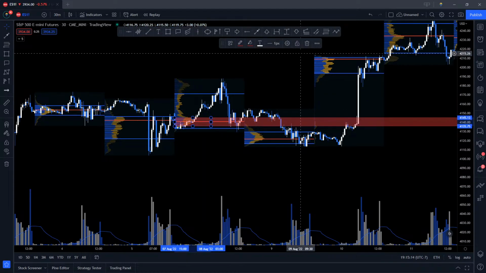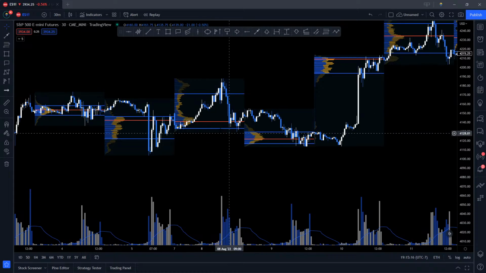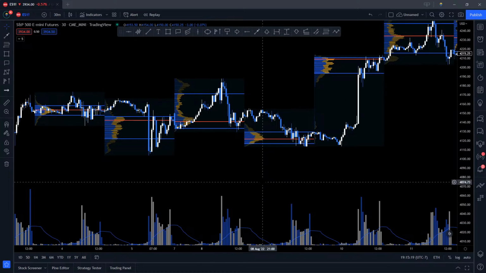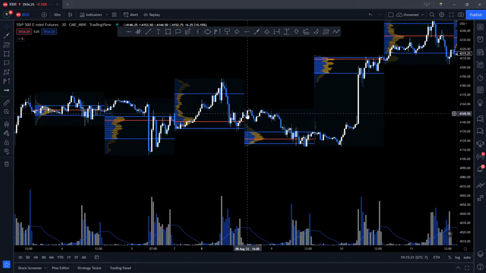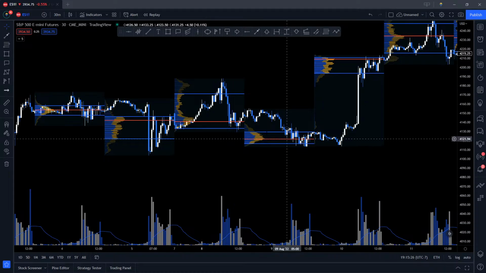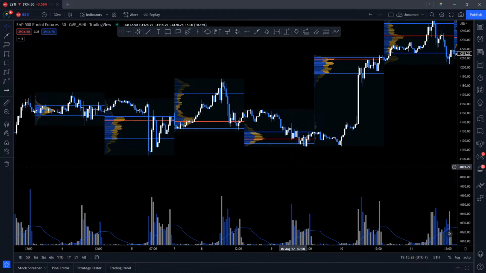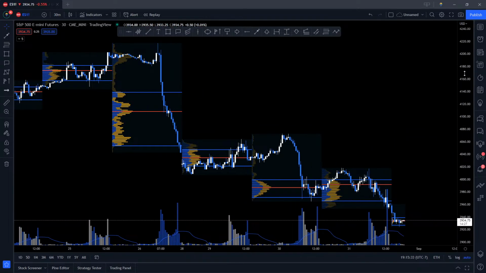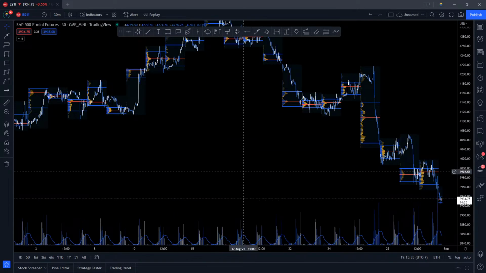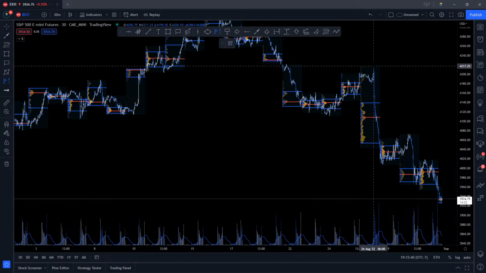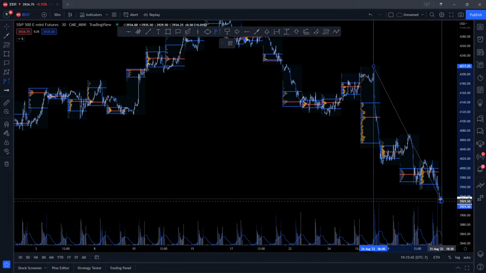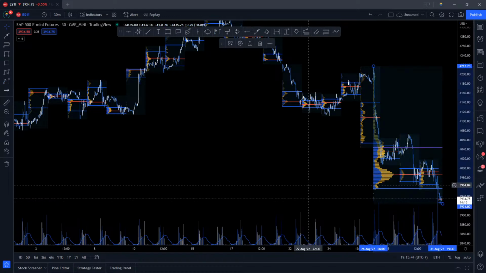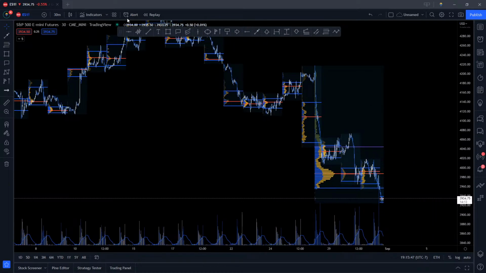But again, I would find it on a larger time frame where you're not looking at days later after other profiles have happened. You want to find it on a larger time frame, like on a fixed range volume profile. Let's see what the current downtrend is. So we're going to take the high to the low. And right now it's a P shape.